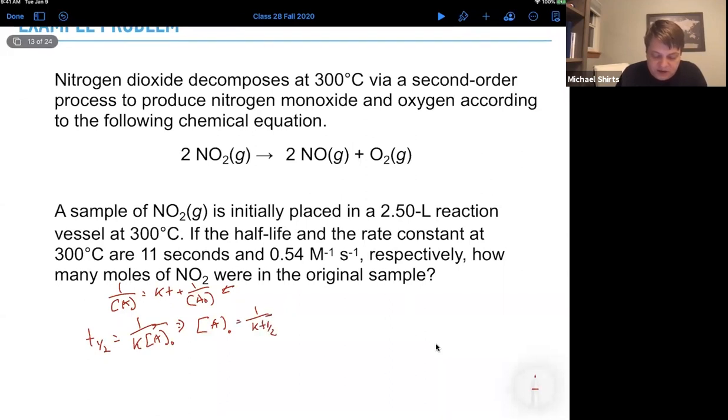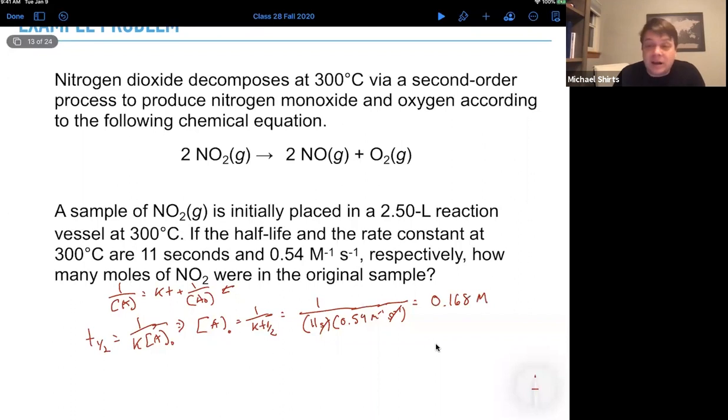All right, and so we've got all that information, right? It's 1 over k, which is 0.54 inverse molar inverse seconds, and t1/2, which is 11 seconds. Plugging that in, the seconds cancel. We have 1 over inverse, I said meters, it's molar, capital M. We get 0.168 molar. So that was the initial concentration.